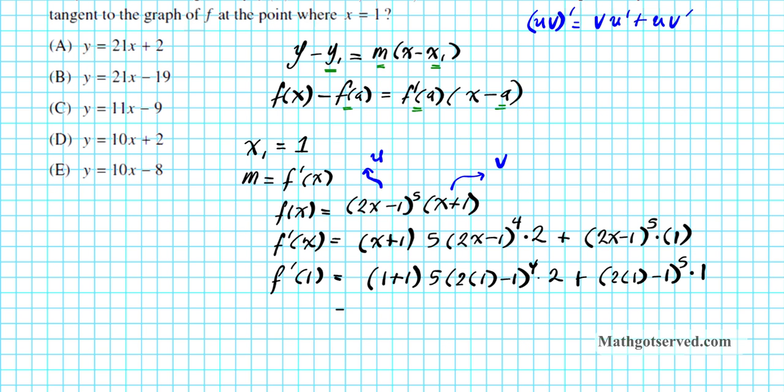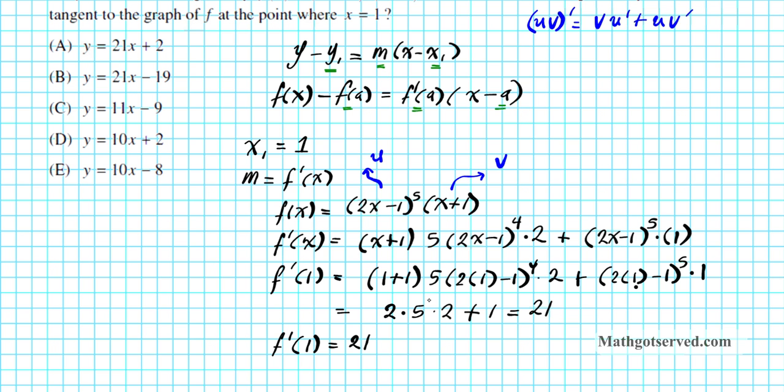Okay? Alright, so this is 2 times 5. This is 2 minus 1, which is 1, and 1 to the 4th is just 1. So this entire expression is just 1 right here. 1 to the 4th is 1 times 2. And then plus 2 times 1 is 2 minus 1, 1 to the 5th is 1, plus 1, which equals 21. Alright? So now we have f prime of a, or f prime of 1. f prime of 1 is equal to 21.